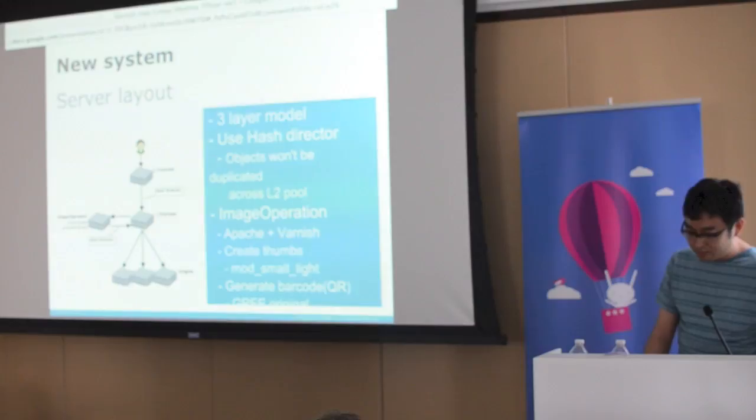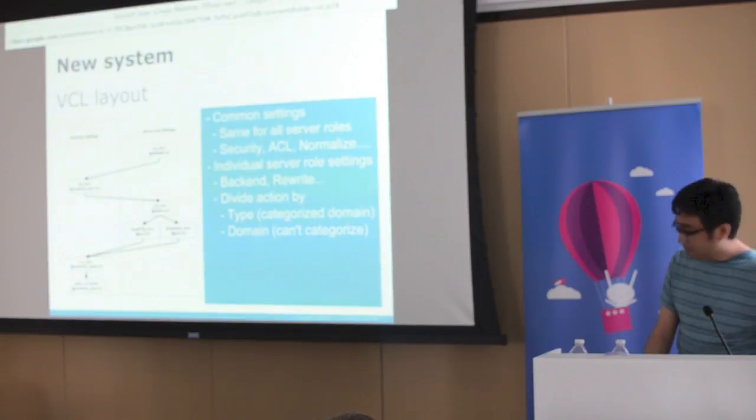This is a rough overview of our new system. The layout is very simple, scalable, with high offload and fault tolerance. Objects won't be duplicated across level 2 caches by using the hash director. We also have image operation servers that generate thumbnails and barcodes for images. The image operation server uses Apache and Varnish.